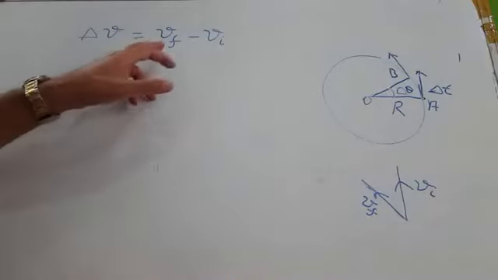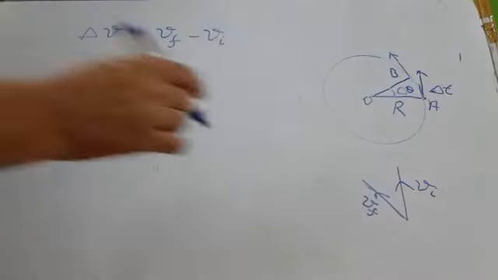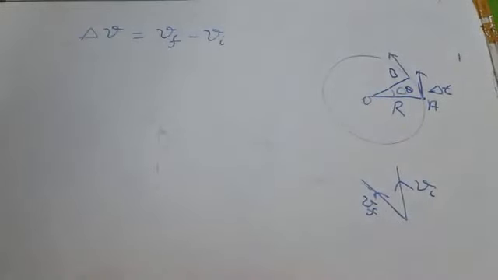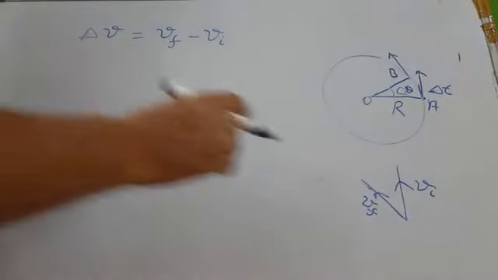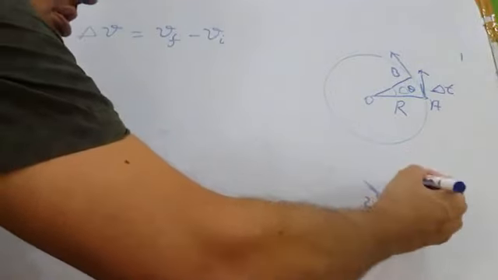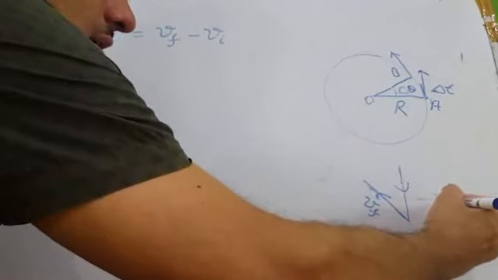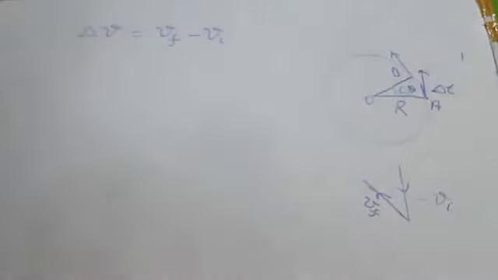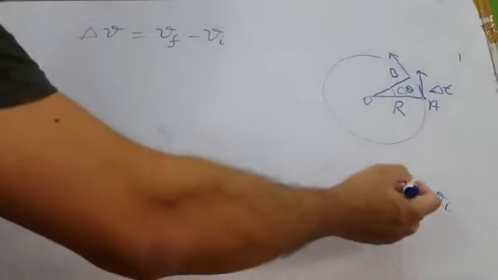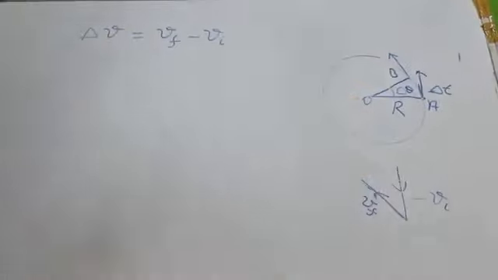Now we want to calculate Vf minus Vi. This is Vf, this is Vi. So what will be minus Vi? If I just reverse the direction of this Vi, that will become minus Vi. So now I am reversing the direction. Our aim is to calculate Vf minus Vi. These are two vectors, and they are in the same order. This is the direction, this is the direction. Their direction is the same.